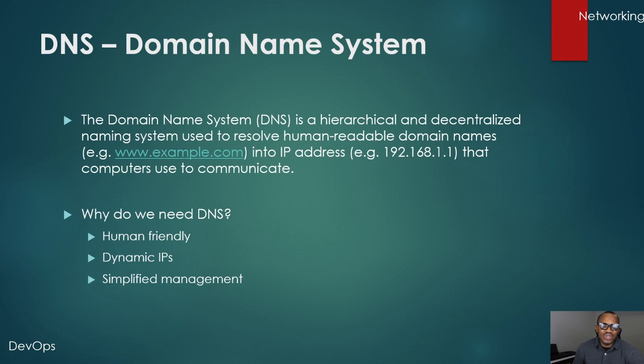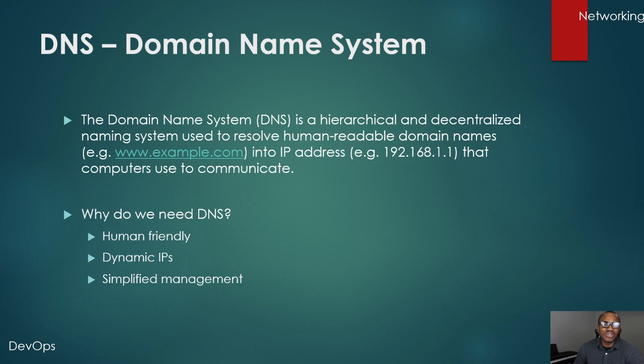Every resource on the internet, whether it's a website or an email server or a file sharing service, is identified by an IP address. However, IP addresses are not human friendly. Humans prefer names over numeric IP addresses, and DNS bridges this gap by associating IP addresses with human readable names called domain names. DNS is also important due to dynamic IPs.